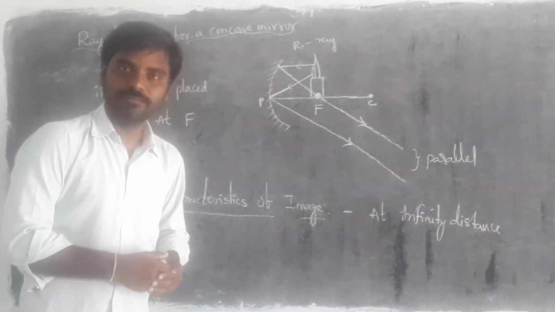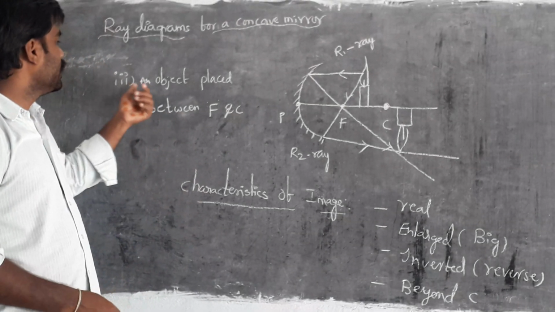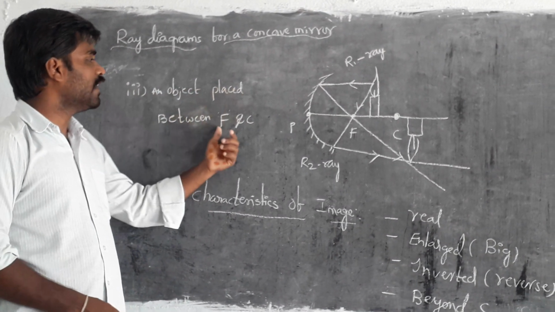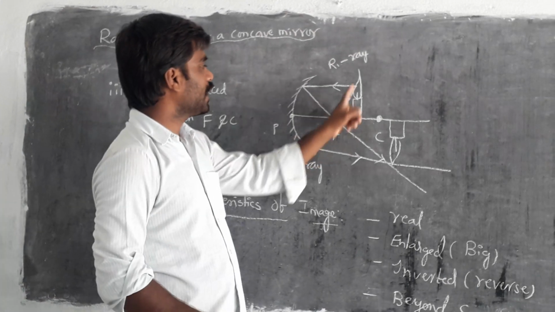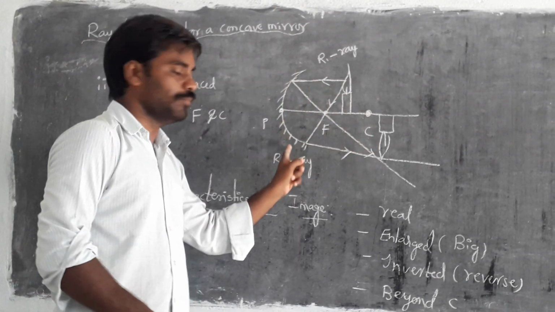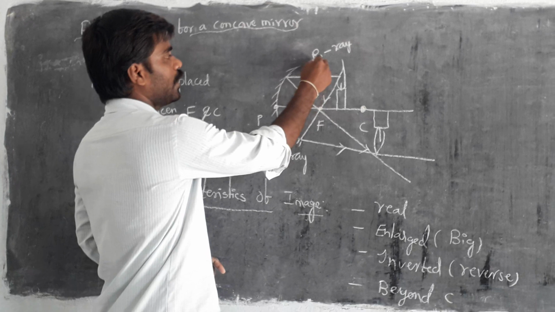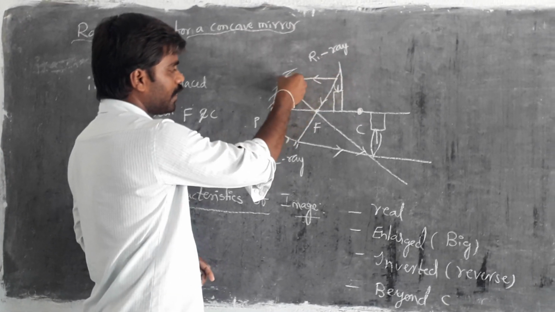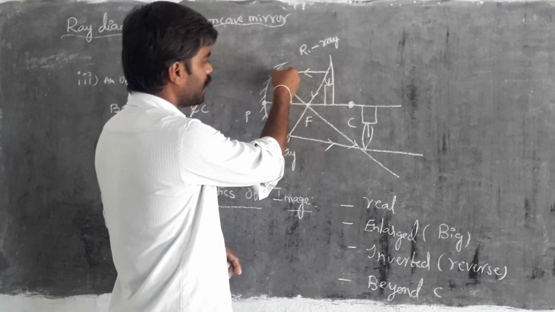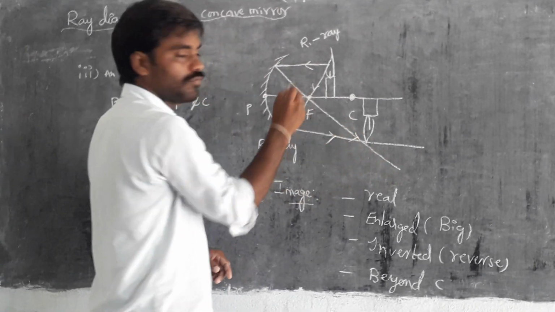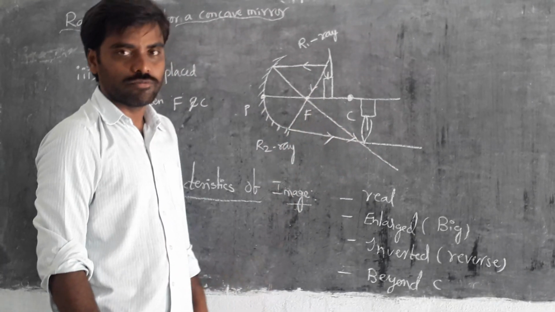Right, children? Now you have the third condition. An object is placed between F and C. So the object is between F and C in front of the concave mirror. For that, first we have to take the R1 ray. The R1 ray is parallel to the principal axis. After reflection it passes through the focus. I have shown it with arrow marks.